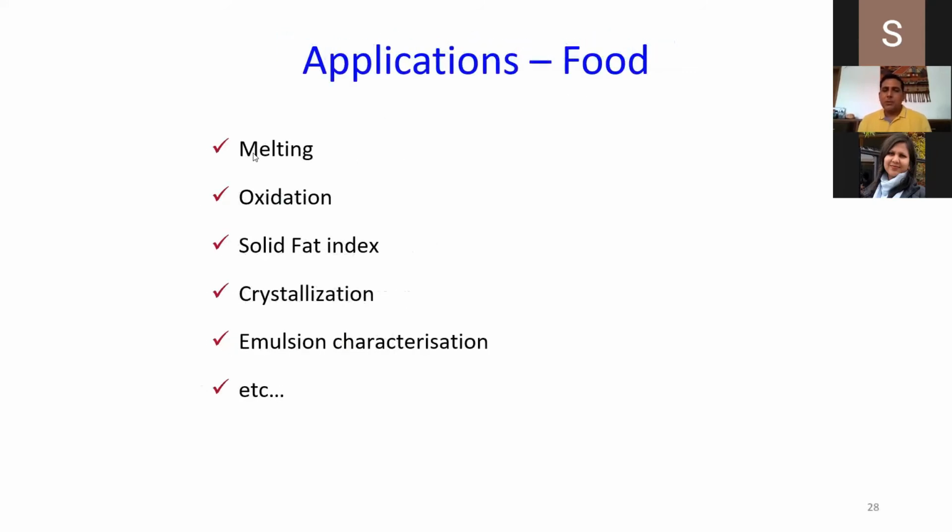In the food case, you want melting, oxidation, solid fat index, crystallization, emulsion crystallizations. Melting you practically need when you eat chocolate. You want a chocolate that should remain hard when it is outside your body or in your hand. As soon as you put it inside your mouth, it should melt immediately, right? So you should have a very low value of Tg so that as soon as you put it on your tongue, it changes from the solid phase to the rubbery phase. So that is the part.